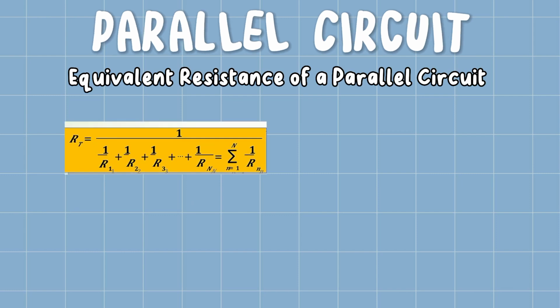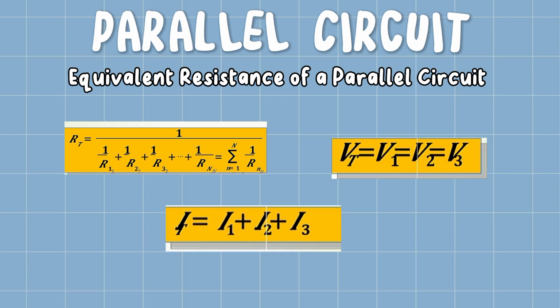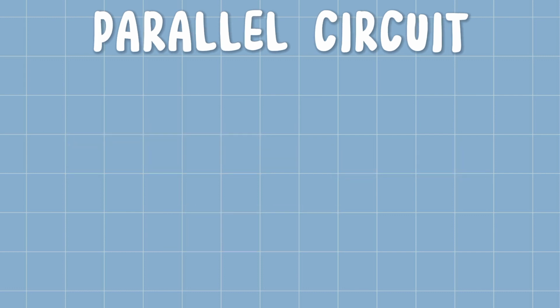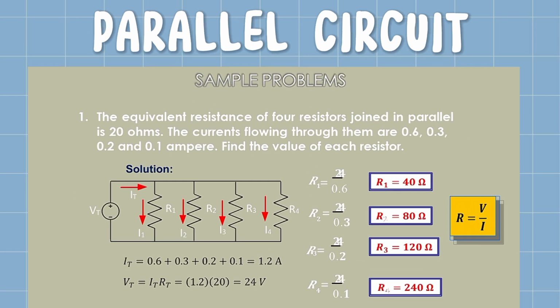Here are the formulas we use in parallel circuit. The formula used for solving the total resistance of the parallel circuit is equal to 1 over the summation of the reciprocal of every resistance. The formula for solving the total current in a parallel circuit is equal to the summation of each individual current, while the formula for the total voltage is equal to each individual voltage. You can also use the formulas for Ohm's law and electrical power in solving for the current, resistance, and voltage. I have here a sample problem of parallel circuit.